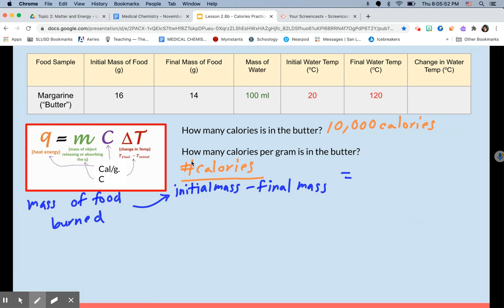All right, so let's try this problem that says how many calories per gram is in the butter. To solve this one, I need to know how many calories total did we calculate? That was the first problem, and we recognized that it was 10,000 calories from before. And if I want to figure out how many calories per gram is in the butter, I need to know the total calories. And I'm going to divide that with the mass of food that actually burned.